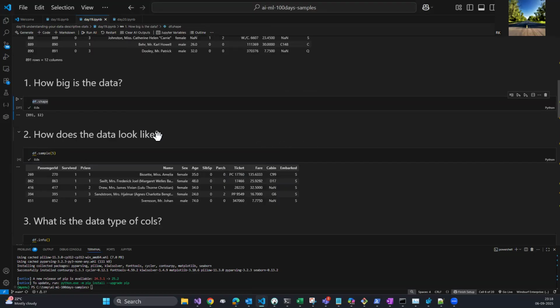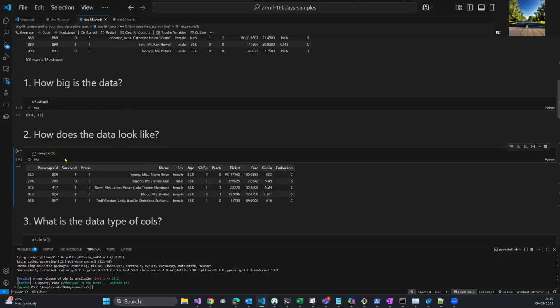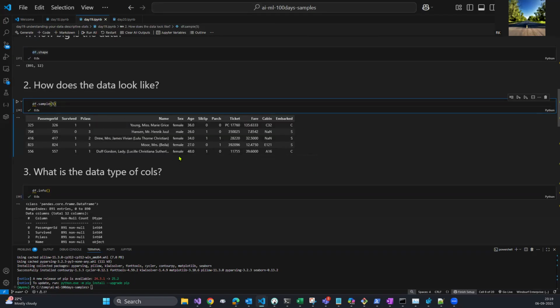The second question: how does the data look? Just to have a gist of the data set and visualize it, we should call df.sample(5). It will take 5 random rows and show them. For example, we have passenger ID, survived, Pclass, name, sex, age, and all those details. This gives us a simple view of the data.